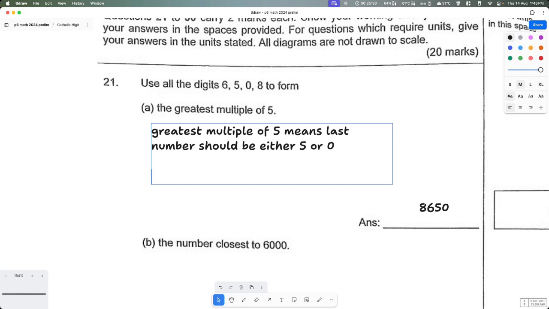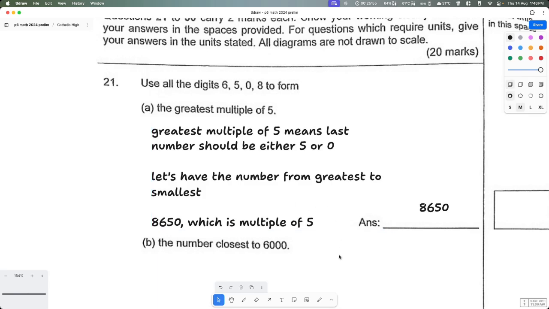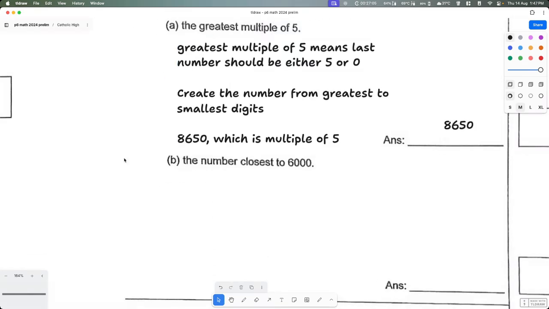So let's have the number from greatest to smallest, and in this case it will be 8650, which is a multiple of 5, which is great. Thumbs up, great.